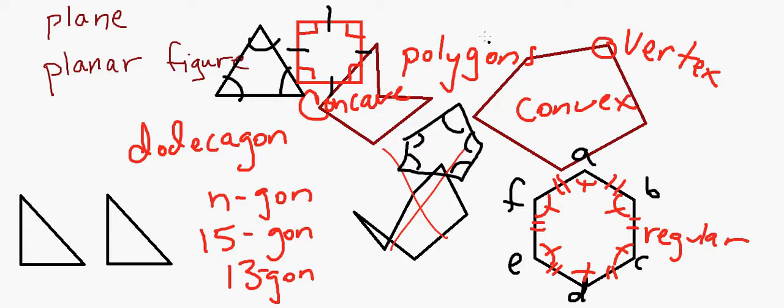A diagonal within a polygon is connecting two opposite vertices like this. Oop, jeez, like that. Two non-consecutive vertices, so they can't be next to each other, or else it would just be another side. Those are all diagonals.